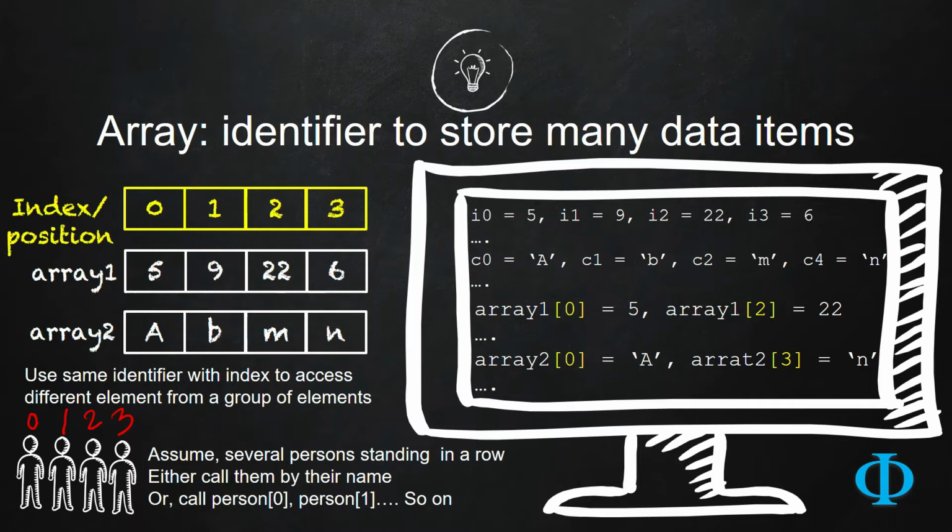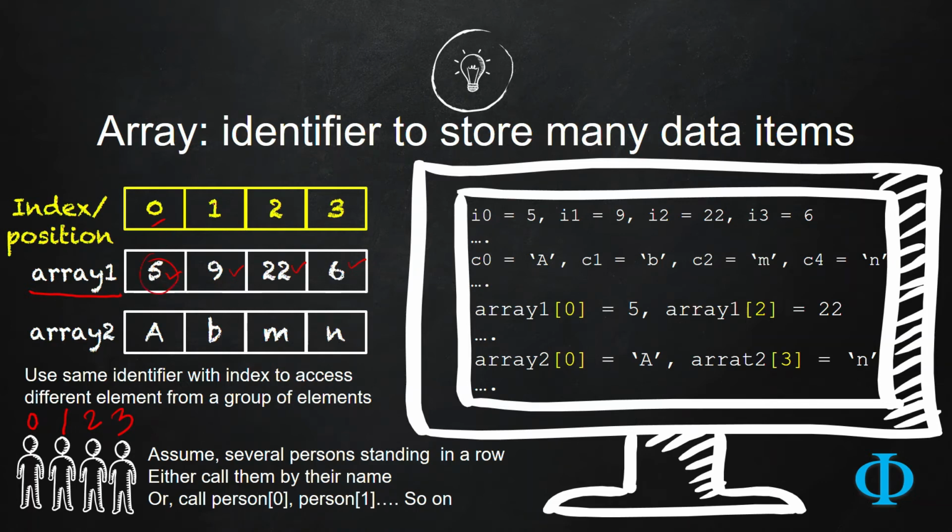The same concept can be applied in programming also. So in this example, you can see two different identifiers. The first one is called array1. Inside array1, I have stored 5, 9, 22, and 6. That is 4 different integers. And each of these integers can be accessed by a specific index. For example, array1 index 0 is 5.